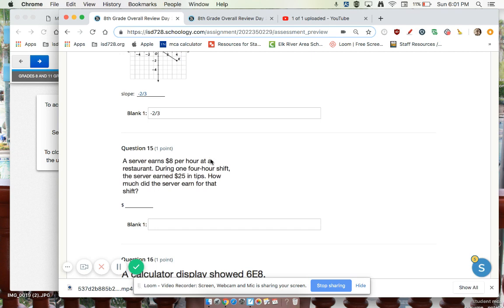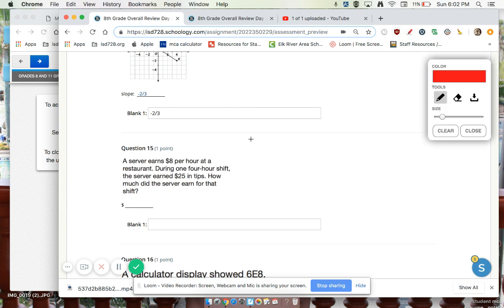Okay, next one. A server earns $8 for each hour at a restaurant. During one 4-hour shift, the server earned $25 in tips. How much did the server earn for that shift? Well, lucky ducky server got $8 for each hour. The server worked for 4 hours, so times it by the 4 hours the server worked, plus the server got tips, so the server also gets to go home with 25 bucks. So add the 25 bucks, and you get, what, 32 plus 25?